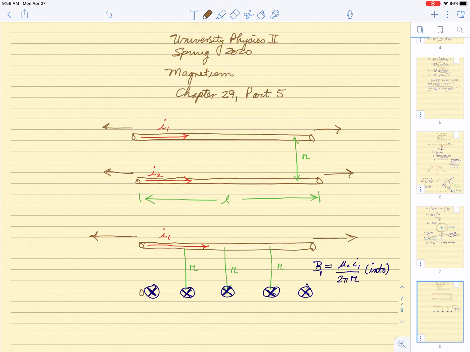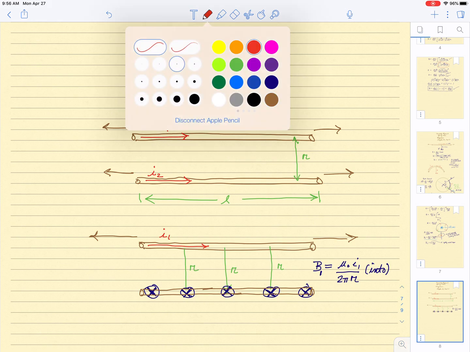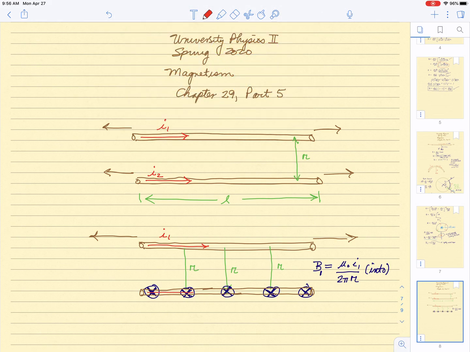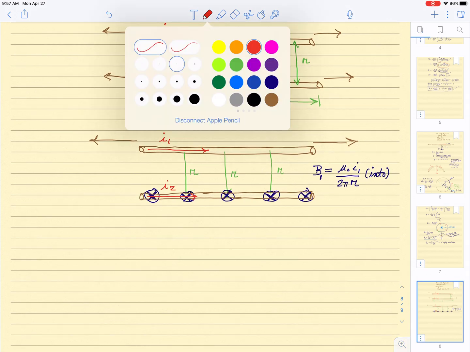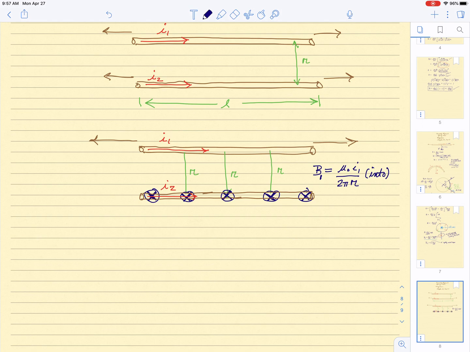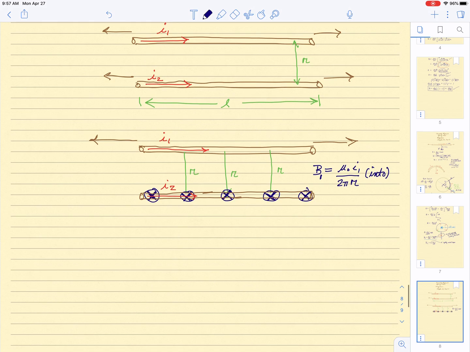Okay? So what we're going to do now is take wire 2 and put it into that magnetic field. There it is. We're going to place it right at that distance r away where that magnetic field is. And again, we have a current going through this wire, I2. And so now what happens is wire 2 is going to experience a force due to the magnetic field generated by wire 1.